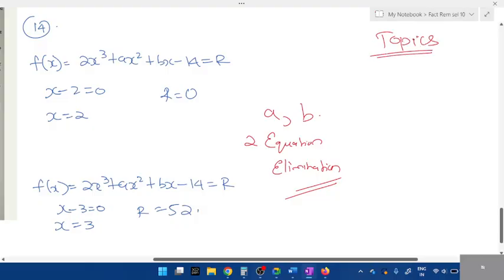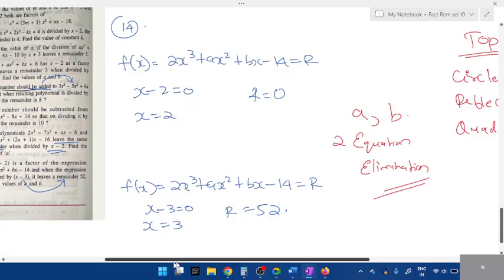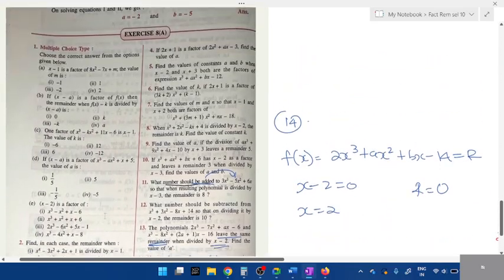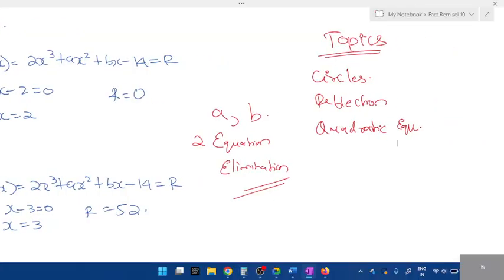See, make a note of the topics. I'll give you all circles. Okay, so go through circles. Reflection. Quadratic equation, full chapter. Okay, and this first exercise. Exercise 80.